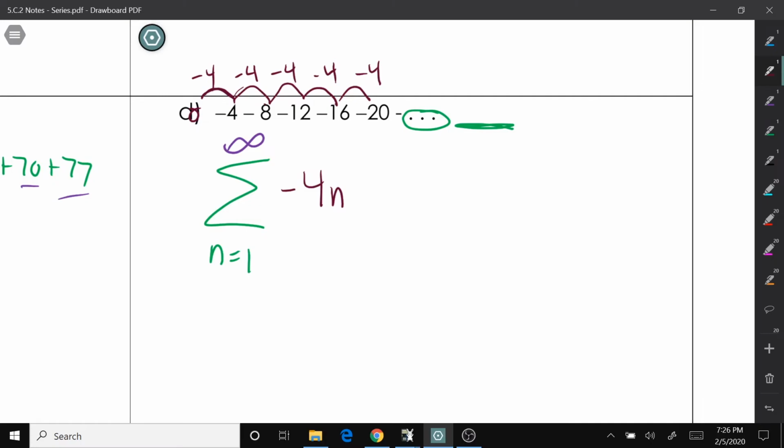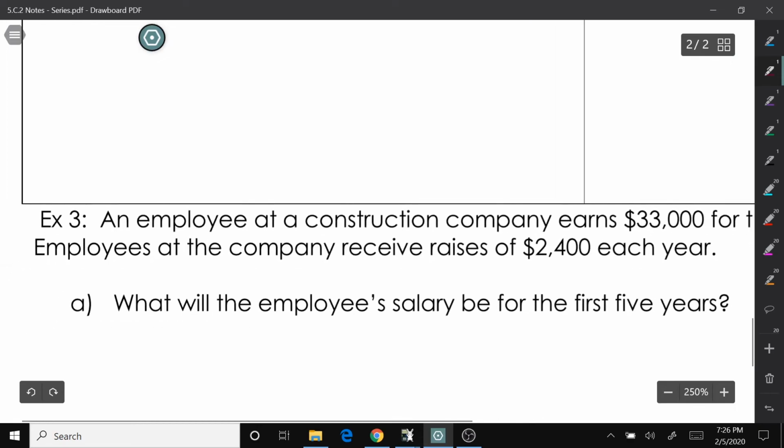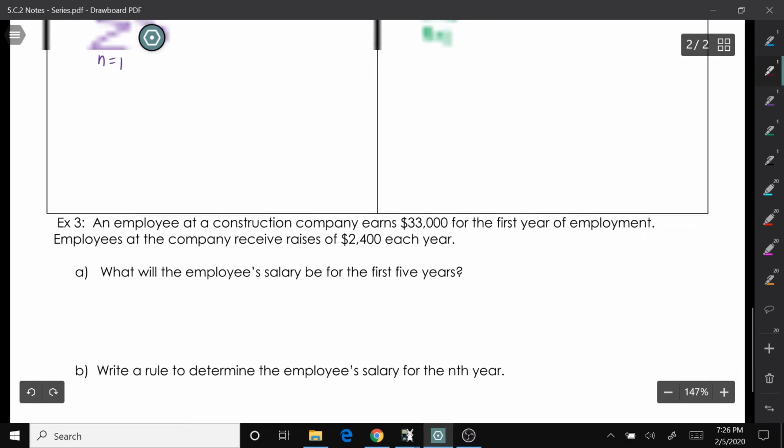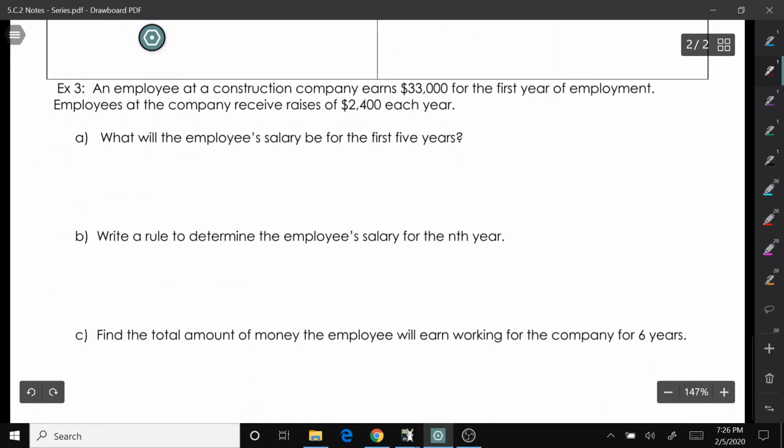Okay, when we look at example 3, though, we're going to see that going backwards in that one will not give us a 0 as our starting point. So let's go down and look at that. An employee at a construction company earns $33,000 for their first year of employment. Employees at the company receive raises of $2,400 each year. What will the employee's salary be for the first 5 years?